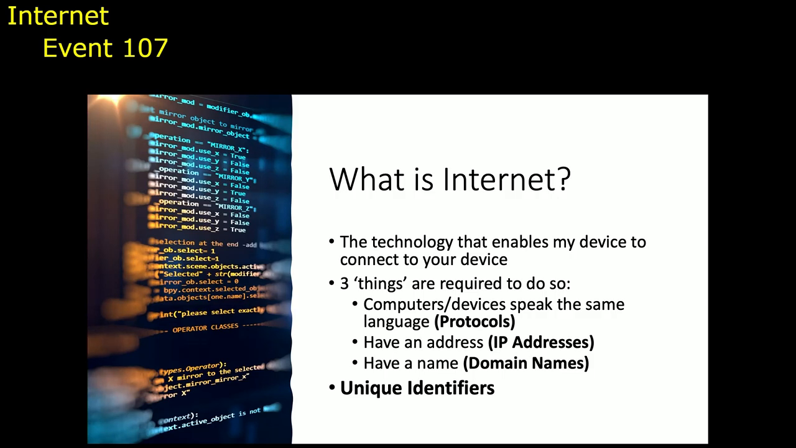And the third one, because humans find it very hard to remember four sets of three numbers, and now we move to IP version 6, it's six sets of alphanumeric numbers, so it's very hard to remember. So we need a name, and that's domain names. So the technical functioning of the internet requires unique identifiers. So I'll use another slide later to illustrate this.